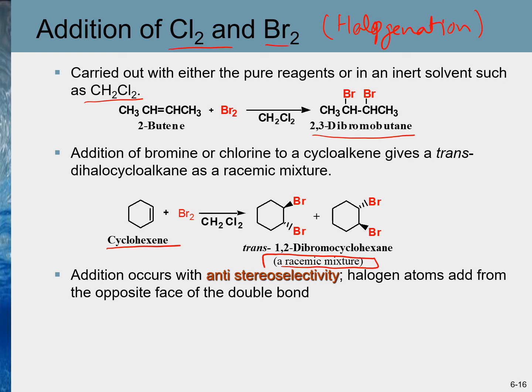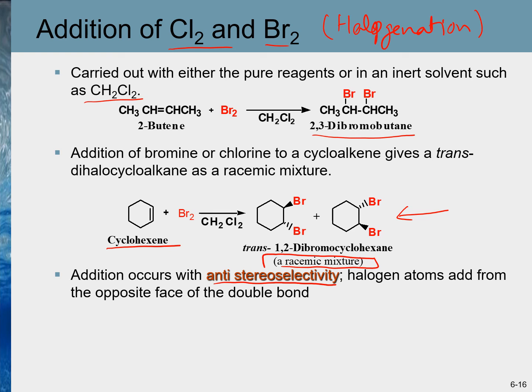At first glance, these two trans dibromo products look like the same molecule, but there is no plane of symmetry, so therefore they are mirror images of each other, hence they are enantiomers. We will discuss the stereochemistry of this addition reaction in detail in another section at the end of this chapter, but for now, just remember that this addition reaction occurs with anti-stereoselectivity.